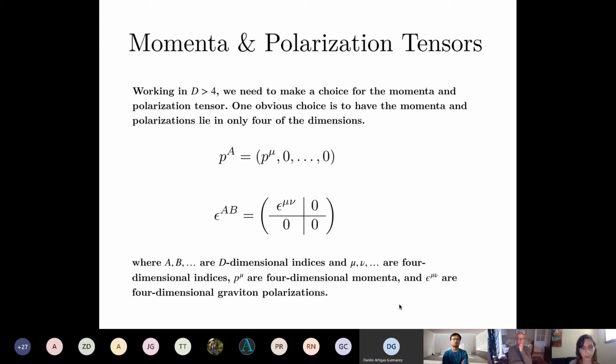Okay, so to take this d goes to 4 limit, we need to figure out how to do that. And so we need to figure out what our polarization and momenta are going to look like. One obvious choice is to just have the momenta and the polarizations lie in 4 dimensions. So you just have your momentum vector here, it only lies in the 4 dimensions, and then some polarization tensor where this is just your 4-dimensional tensor, and then all the other components are 0. And then it's obvious how to take this d goes to 4 limit.